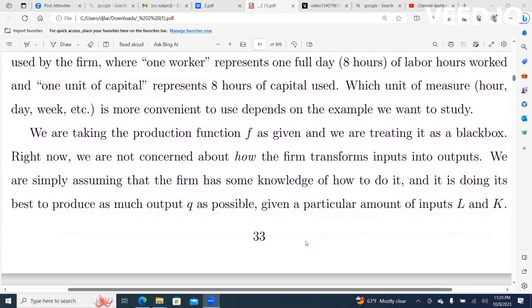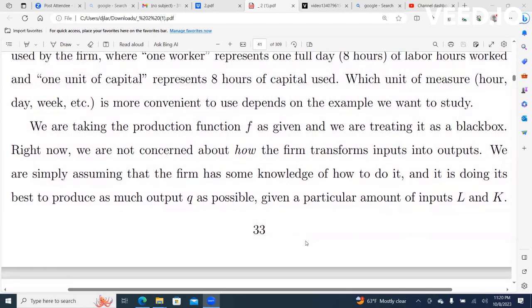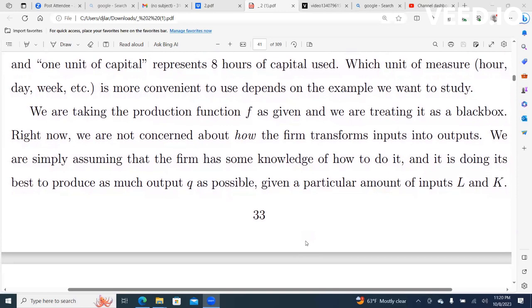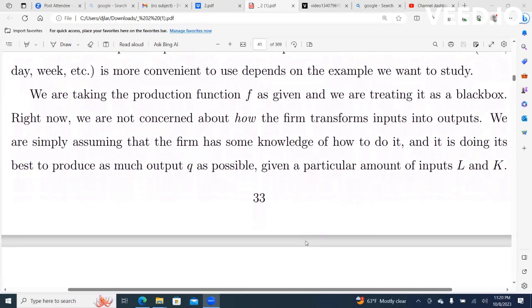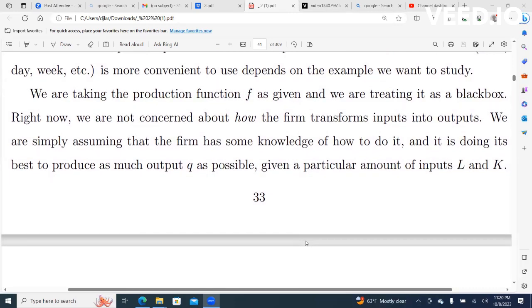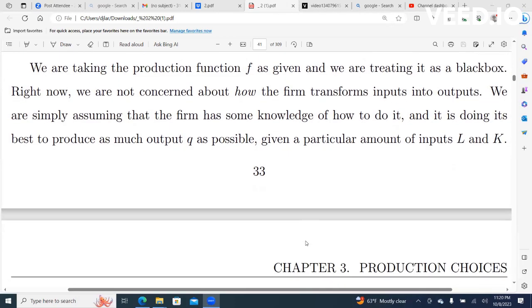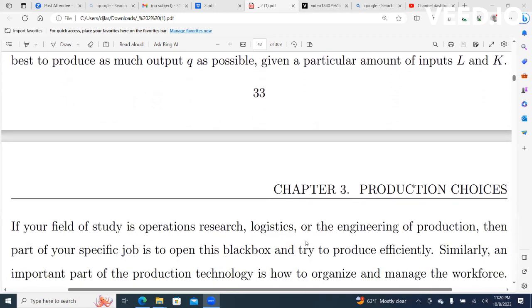So we are taking the production function F as given, and we are treating it as a black box. Right now, we are not concerned about how the firm transforms inputs into outputs. We are simply assuming that the firm has some knowledge of how to do it, and it is doing its best to produce as much output Q as possible, given a particular amount of inputs L and K.